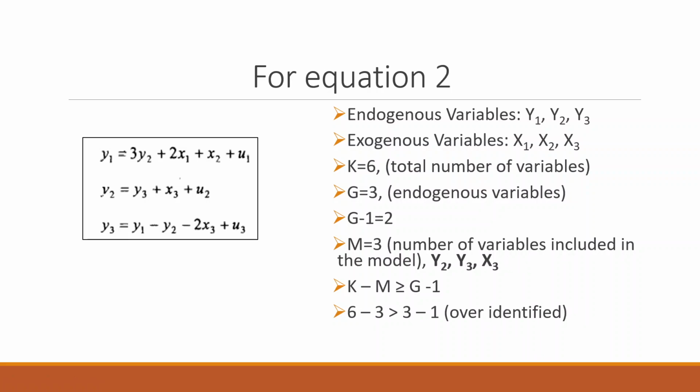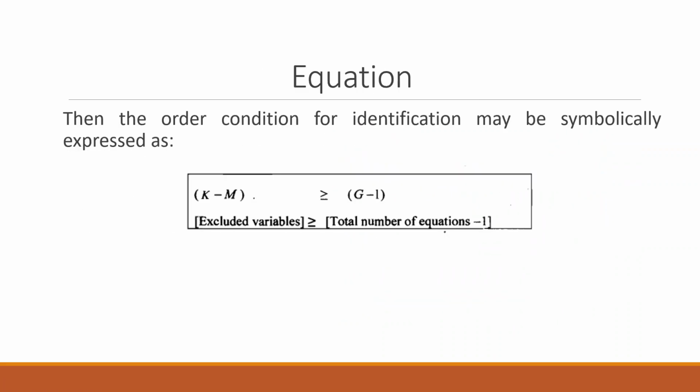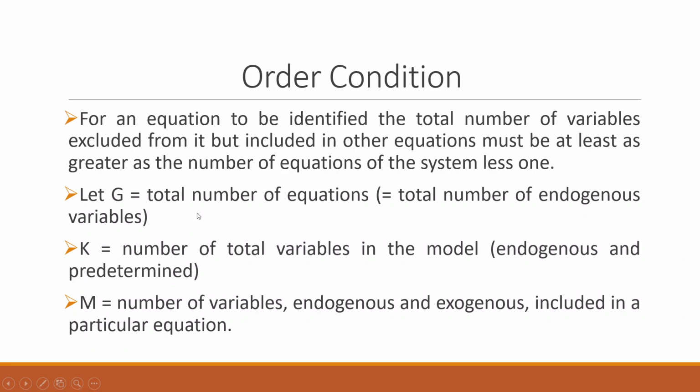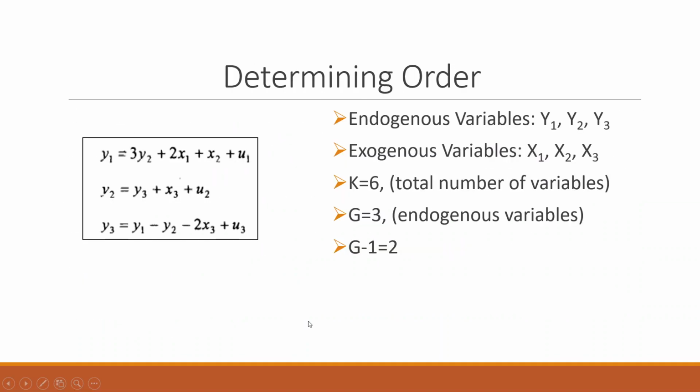Let us go back and try to understand the terminology now. It will be very clear that G is the total number of equations, the total number of endogenous variables. K is the total number of variables in the model, and M is the number of variables in a particular equation. You can see here.